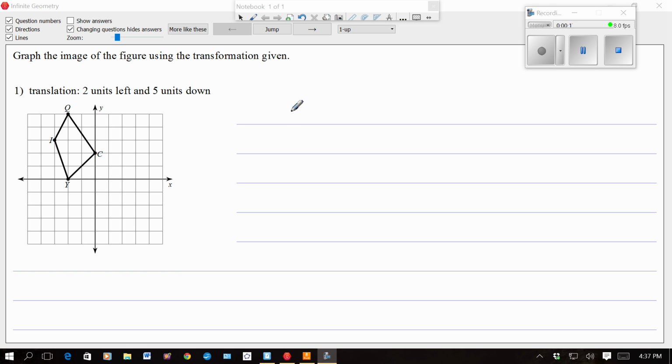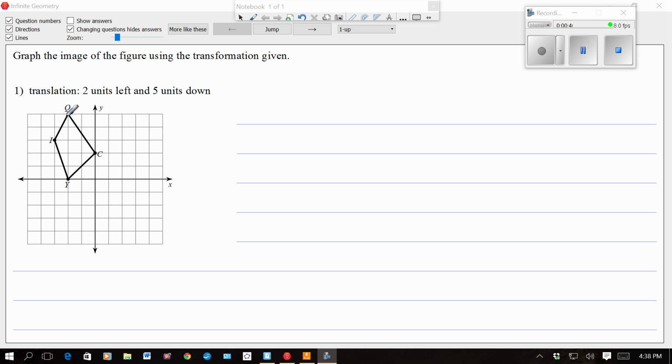And what is a translation? Basically, a translation is just moving an object left or right, or up or down. If we take a look at this object over here, we call this a quadrilateral because it's four-sided. And we want to move it. The way to move things in geometry is either by words. I could just say move 2 units left and 5 units down, and we could do it that way. So let's try it by words.